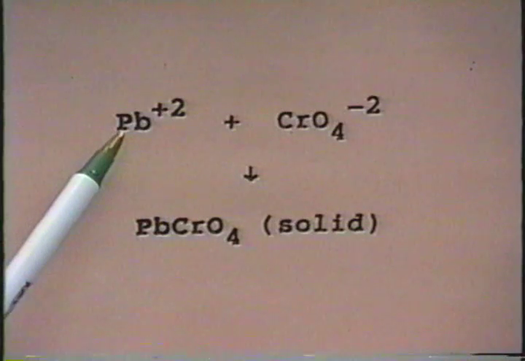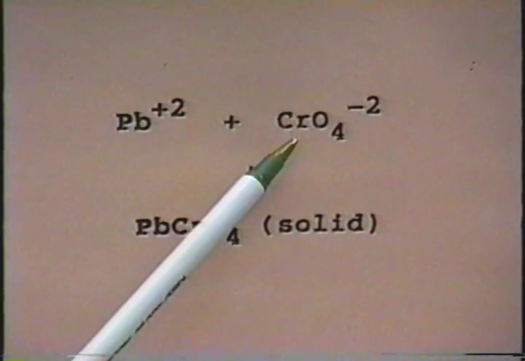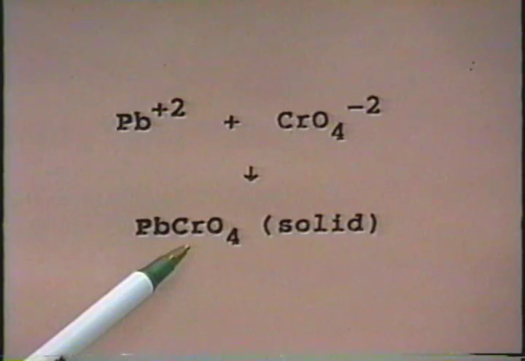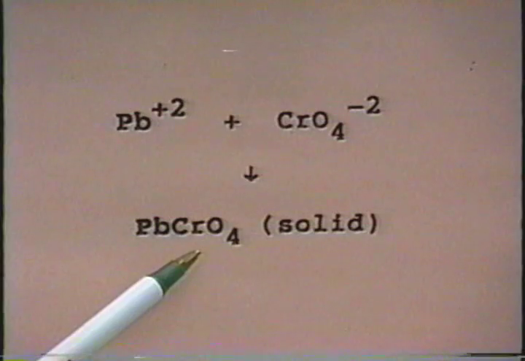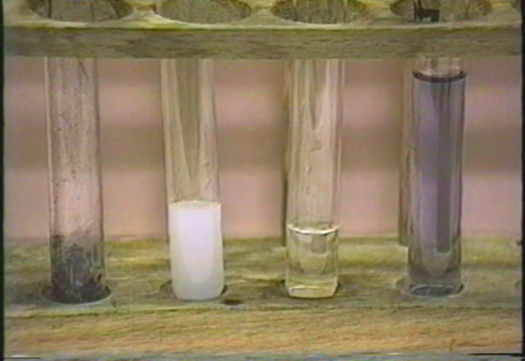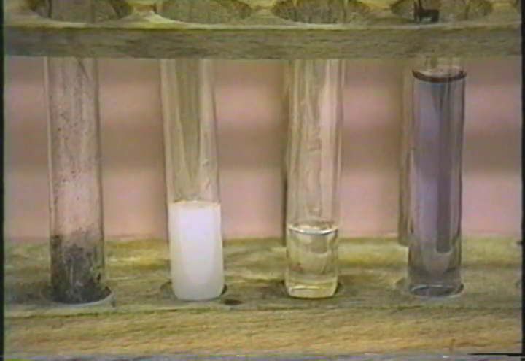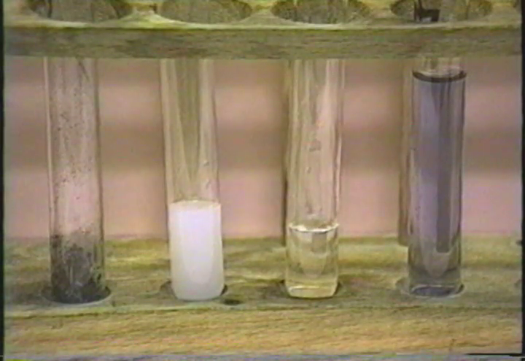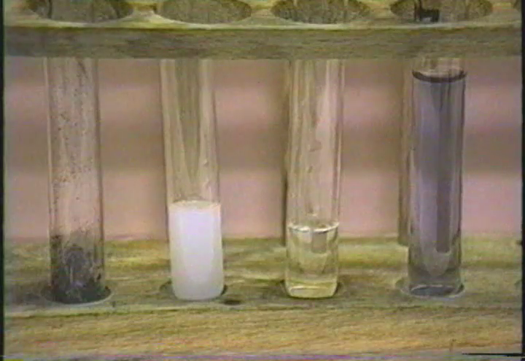The confirmation test for lead involves adding chromate ion to a slightly acidic solution. The precipitation of the yellow solid lead chromate confirms the presence of lead. Let's see what happens in our unknown. Again, in close-up, we'll add a drop of acetic acid. Then we'll add some potassium chromate.